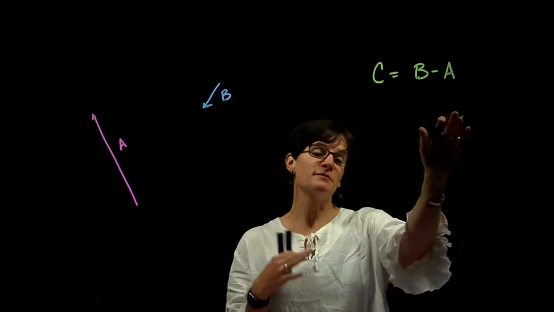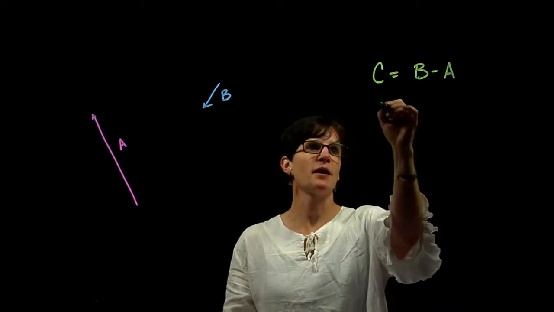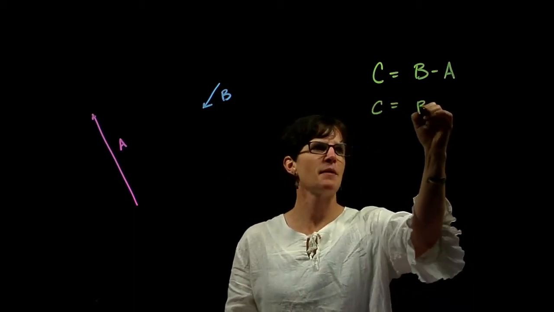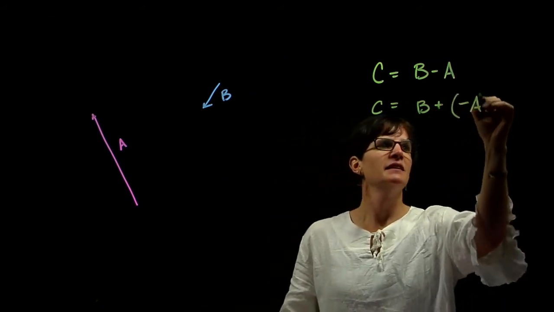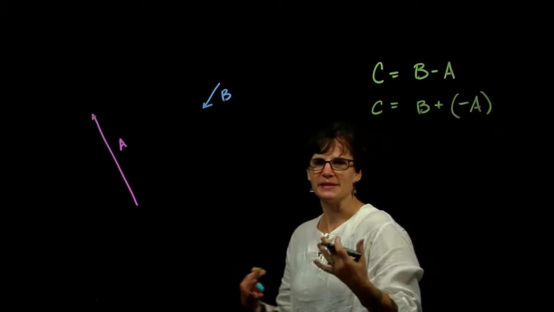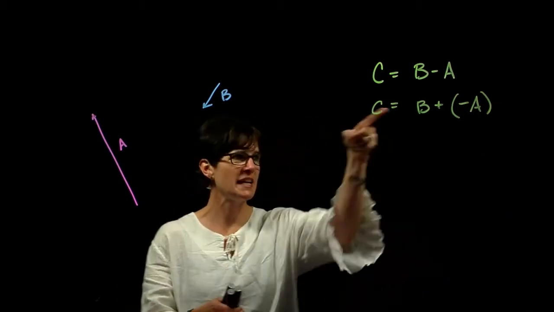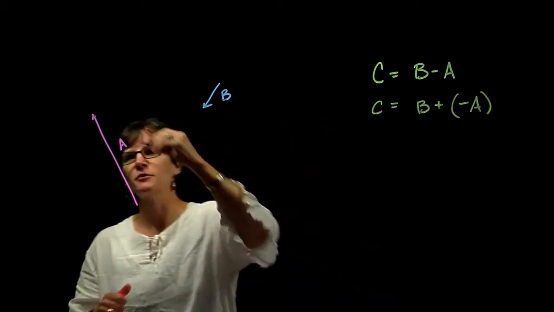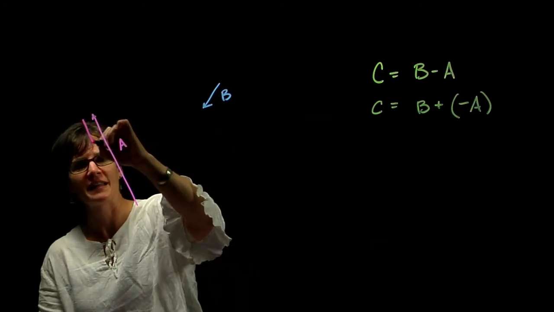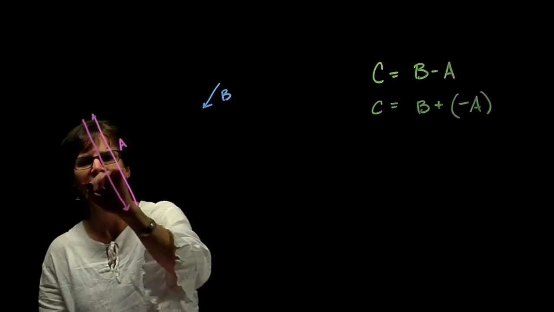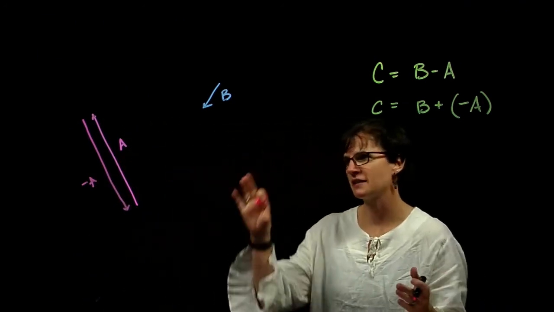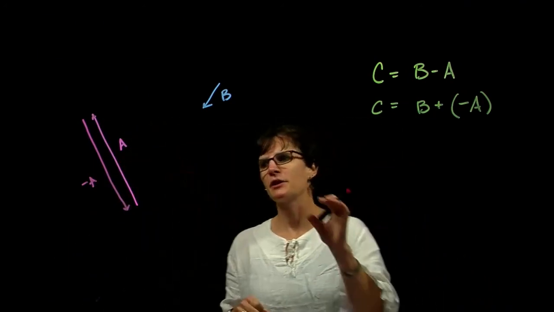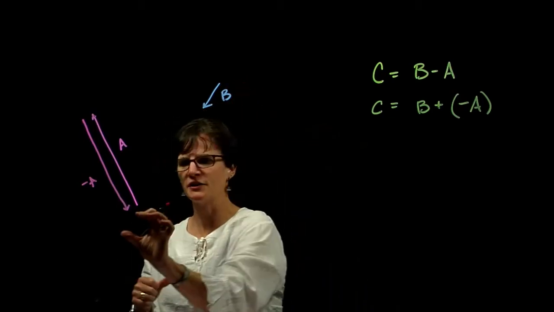Now, when we deal with vector subtraction, I like to think about saying, well, this is the same as vector addition when I'm adding an opposite vector. So we take vector A and we recognize that the negative A is the vector of the same length in the exact opposite direction. So that's vector negative A. And now we're going to add B to vector A.